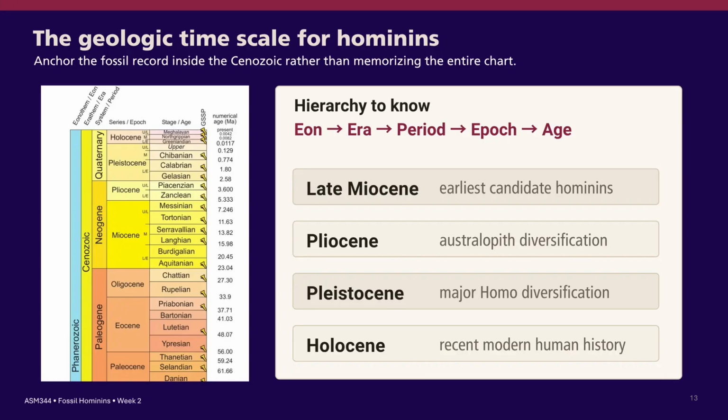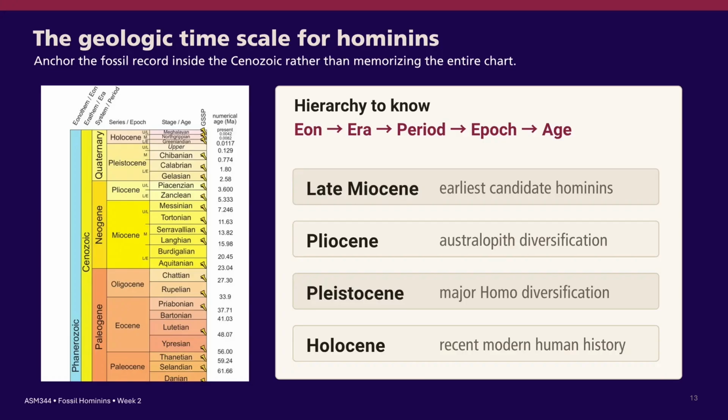Why does this matter? Because evolutionary arguments often depend on timing. Earliest candidate hominins appear in the late Miocene. Australopith diversification is mainly a Pliocene story. The later diversification of Homo is largely Pleistocene. If you do not know those broad anchors, you cannot easily situate fossils, climatic shifts, or hypotheses about the appearance of key behaviors. The International Chronostratigraphic Chart is also a reminder that numerical ages are not frozen forever. Boundaries can be refined as dating improves. So the timescale is both standardized and revisable.